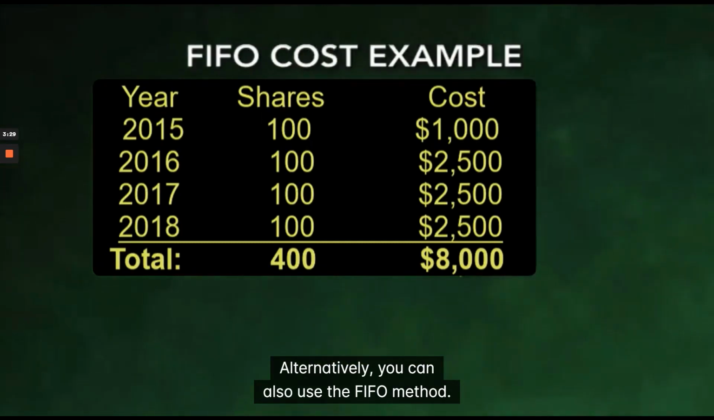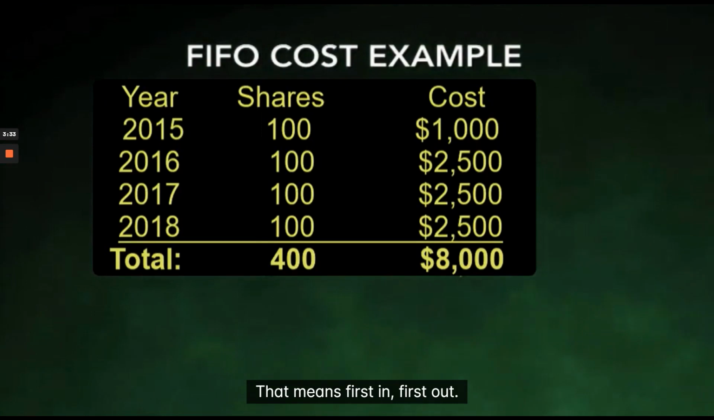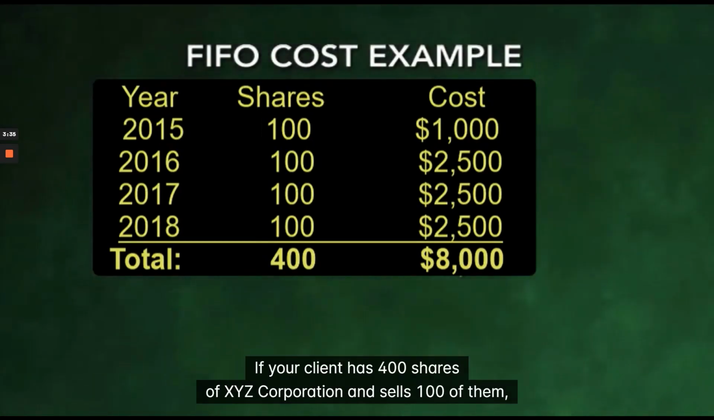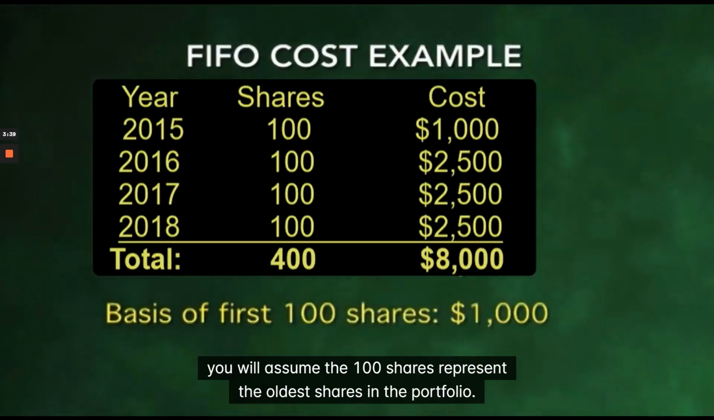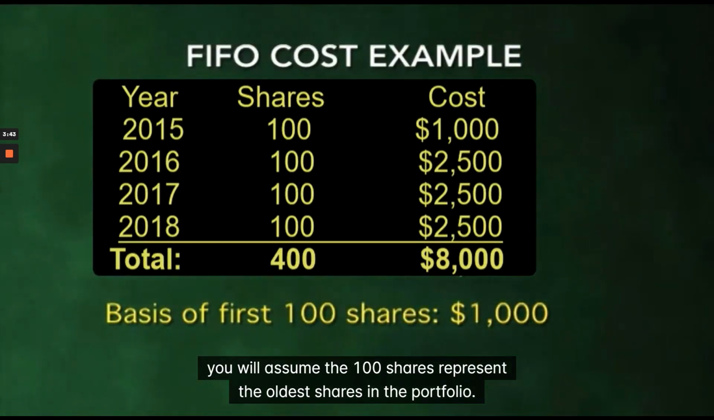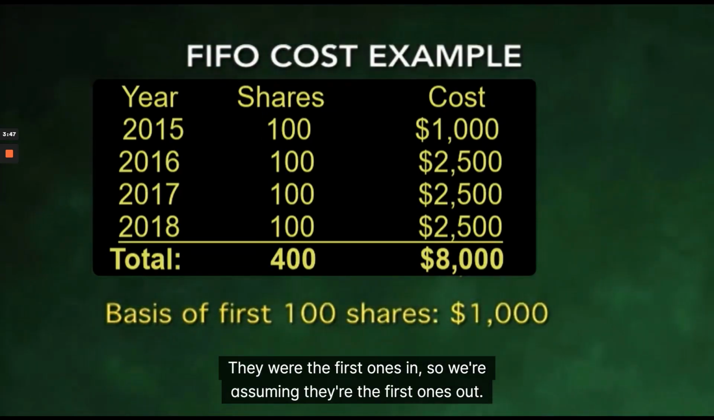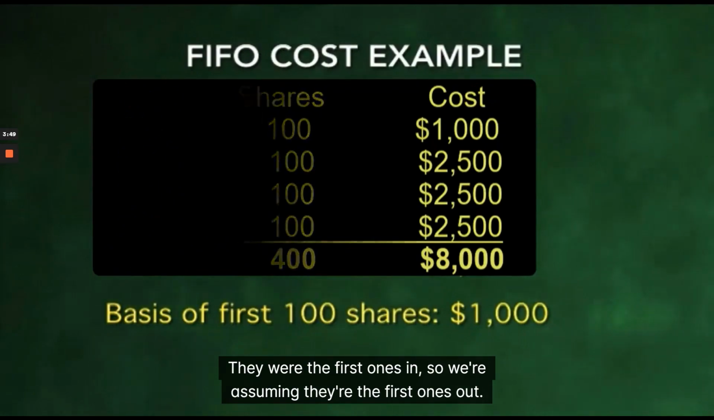Alternatively, you can also use the FIFO method. That means first in, first out. If your client has 400 shares of XYZ Corporation and sells 100 of them, you will assume the 100 shares represent the oldest shares in the portfolio. They were the first ones in, so we're assuming they're the first ones out.